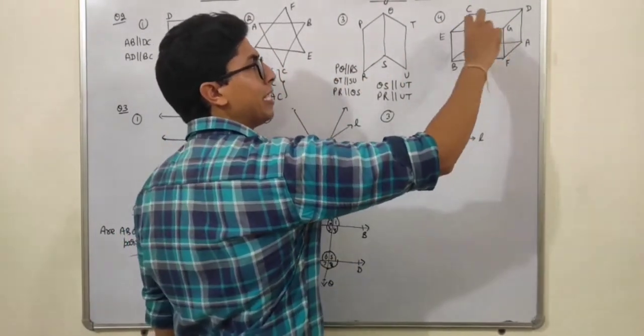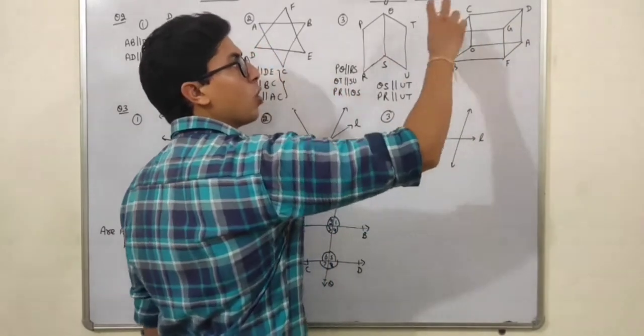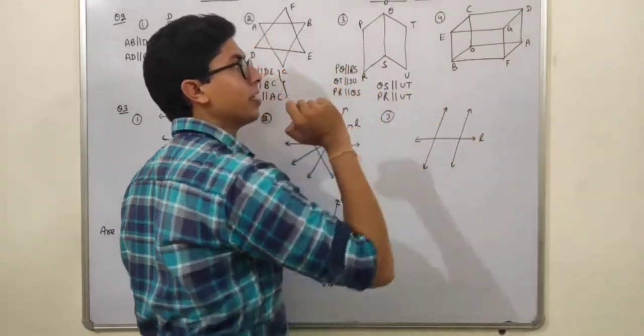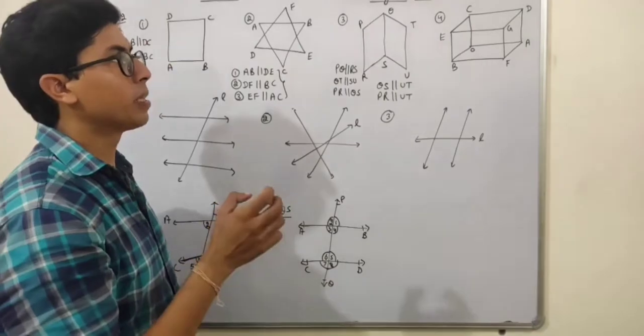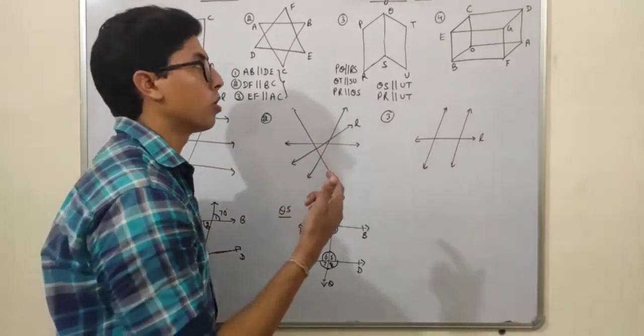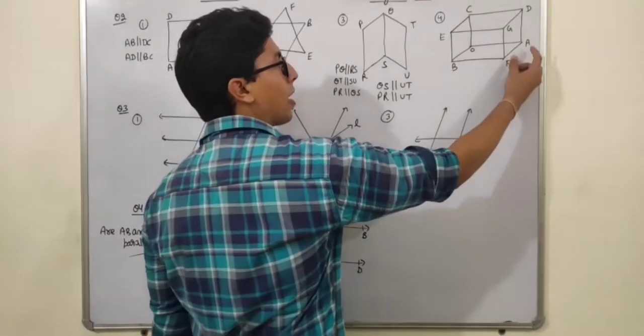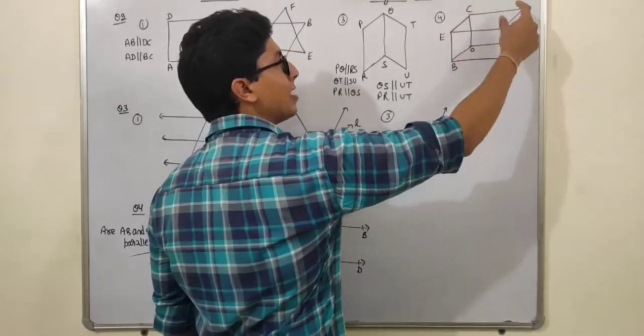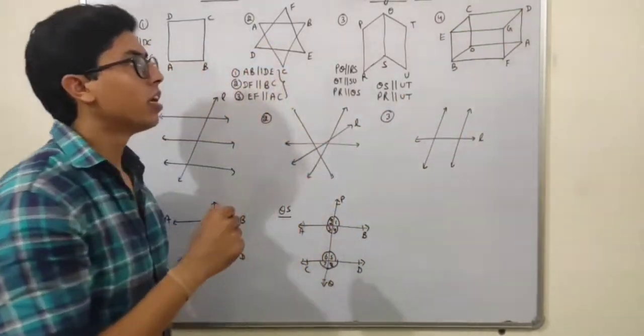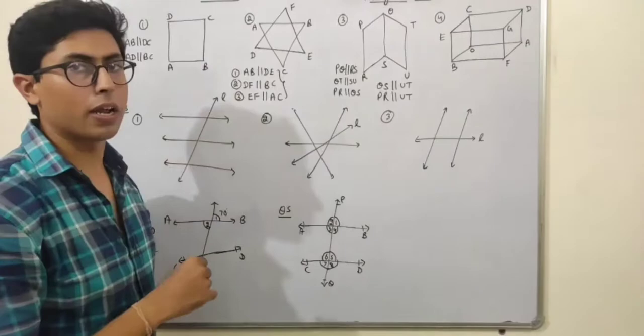EB is parallel to GF. OC is parallel to AD. So these are the pairs of parallel lines. And one more thing, students. OB is parallel to AF. CE is parallel to GD. So I can write that all these lines are parallel.